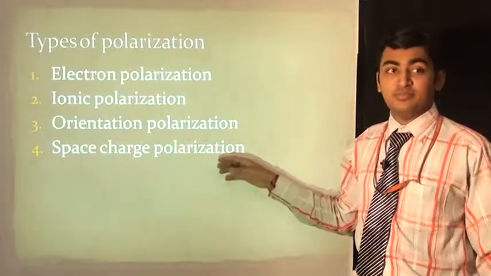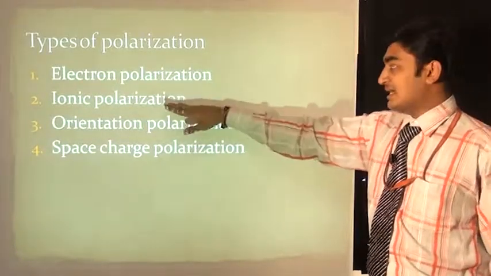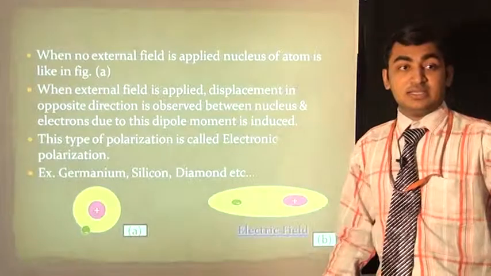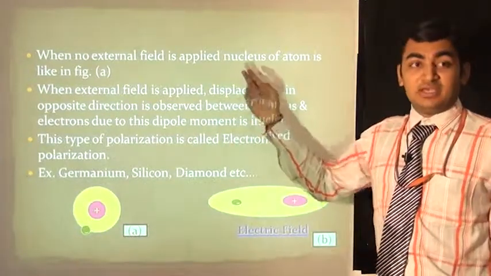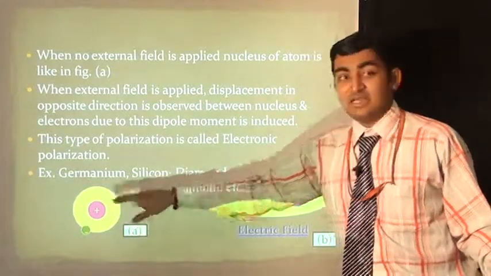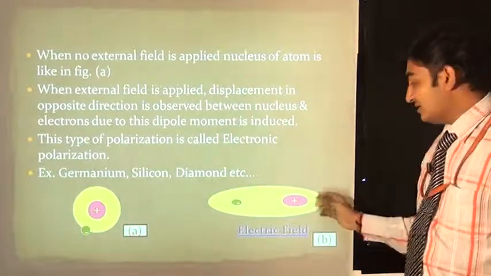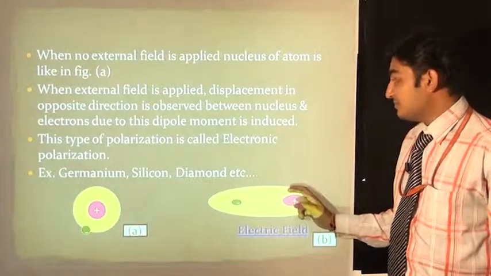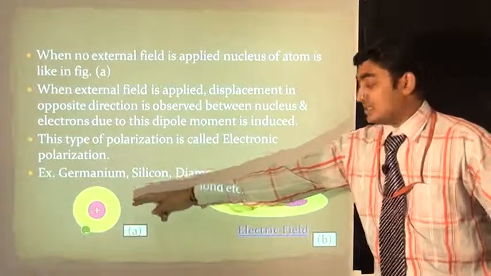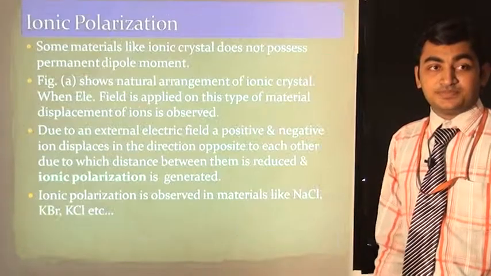There are four types of polarization. First is electric polarization, or electron polarization. Second is ionic polarization. Third is orientation polarization, and fourth is space polarization. In electronic polarization, when we have not applied the electric field, the nucleus is shown like this. When we apply an electric field, negative charge will be attracted to the positive plate and positive charge will be attracted to the negative plate, and it becomes an ellipse.